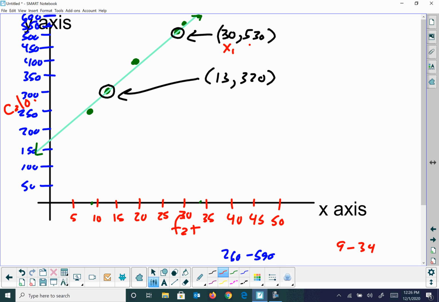So I'll call that x1, y1, x2, y2. And for sake of time, I'm going to use a calculator so I don't struggle around with getting the answers in. So first thing I want to do is find the slope. So remember our slope equation is this.